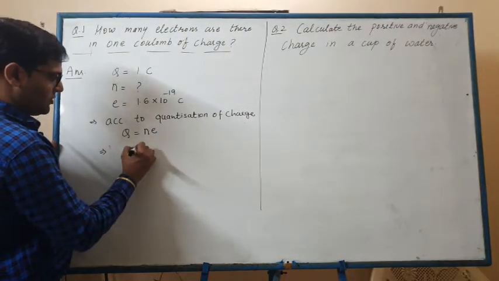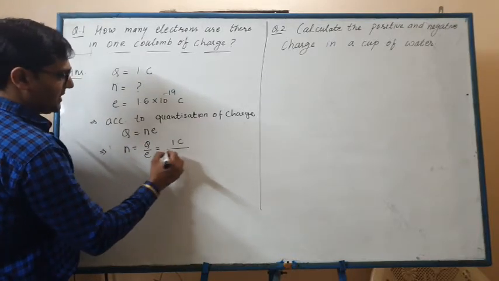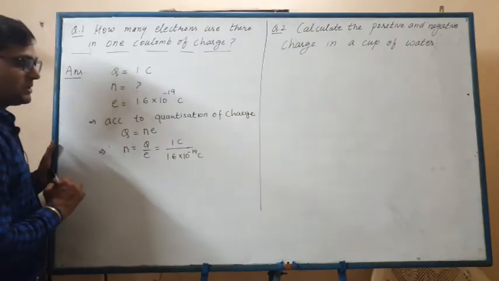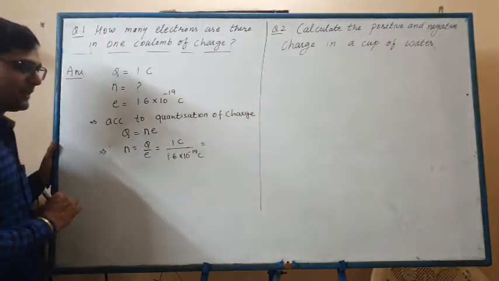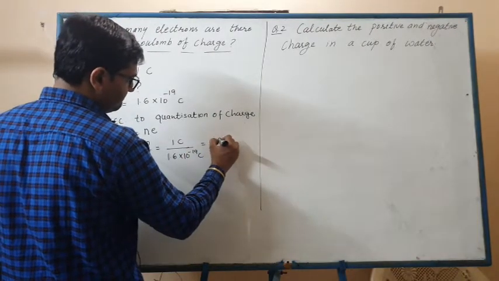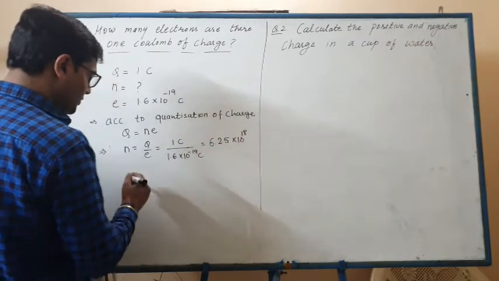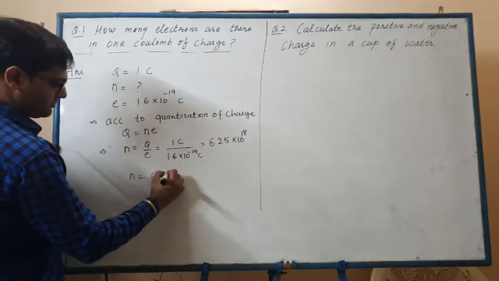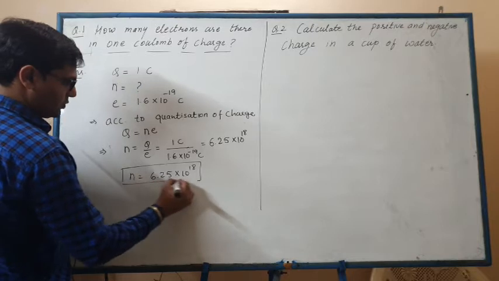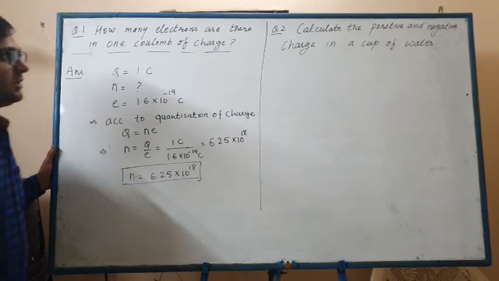So we want n equals to q upon e. What is the value of q? 1 coulomb. And what is the value of e? 1.6 into 10 raised to the power minus 19 coulomb. So this will give us 1 divided by 1.6, that gives us 6.25 into 10 raised to the power 18. So this much electrons or protons are present in 1 coulomb of charge, right?